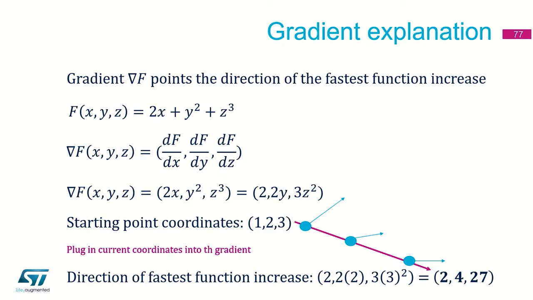And let's consider the starting point coordinates to find the maximum of the function. Let's assume that we start from the coordinates x equal 1, y equal 2, z equal 3. So this is our starting point in the 3D space. So we plug the current coordinates into the gradient, you can see here, and evaluate another point in the space, 2, 4, 27.